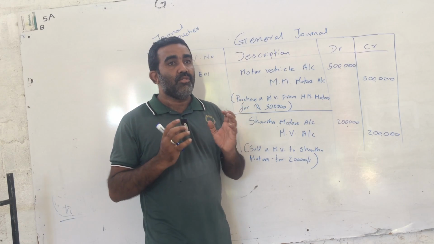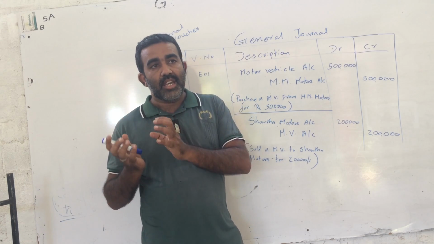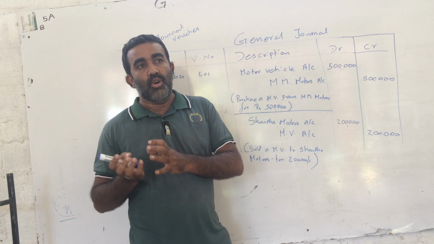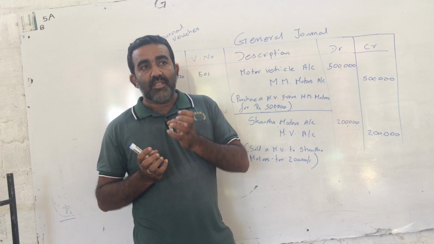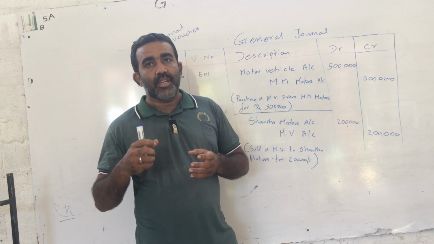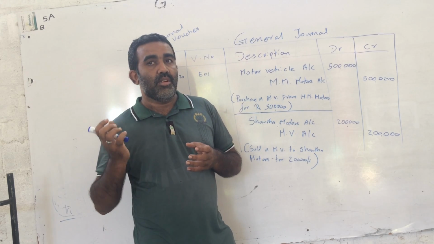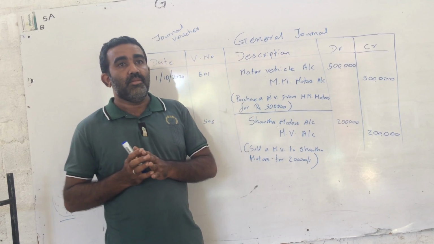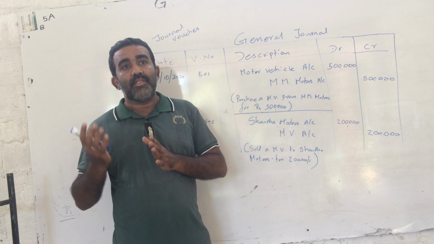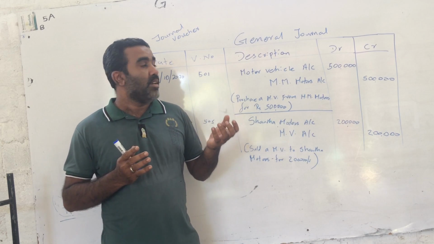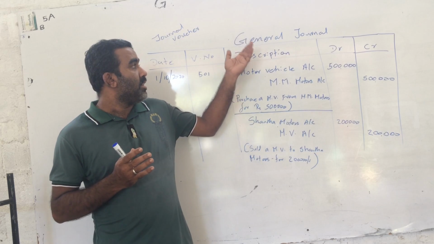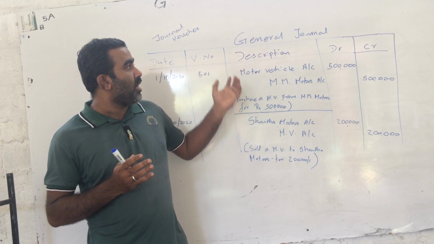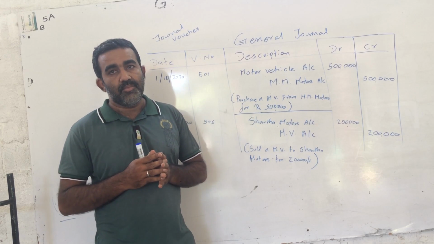A good example is fixed assets. When we buy on cash, we include it in the cash book. But fixed assets sometimes we can buy on credit. If we buy a fixed asset on credit, we cannot include it in the purchase journal because we are not buying for reselling purposes. We are buying for long-term use. So in that case, we have to include it in the general journal. That is the main case.